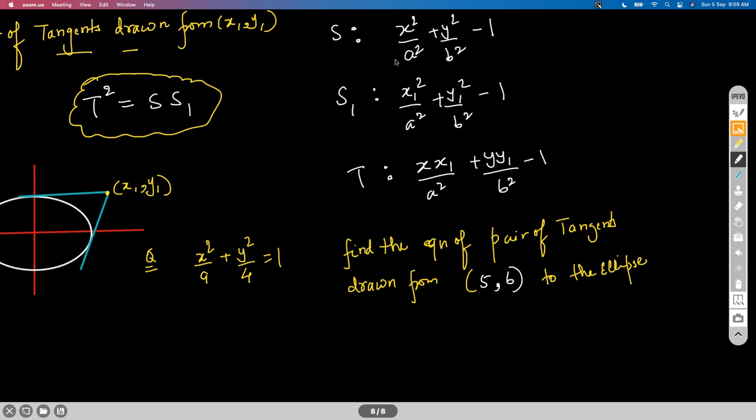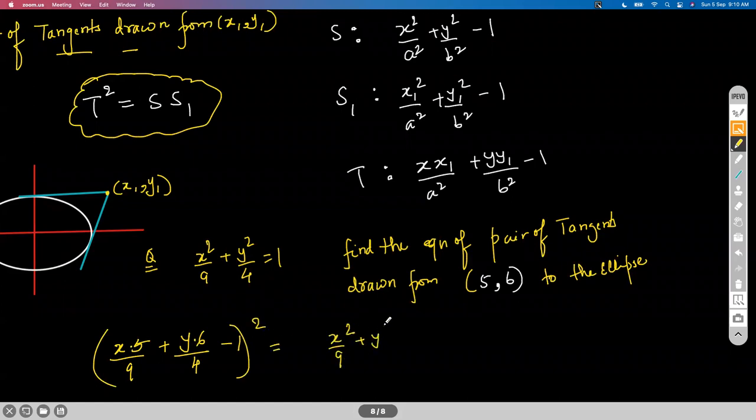Done. Anusha is done. Okay, simple. So what is your T expression here? T expression will be X X1 plus Y Y1 divided by A square minus 1, whole square of this is equal to S S1. S1 will be just replace your X with 5 and Y with 6 in the equation of the ellipse.